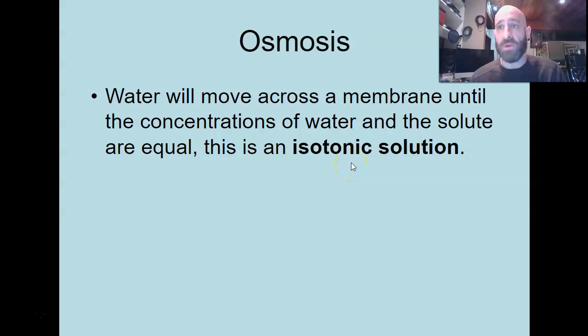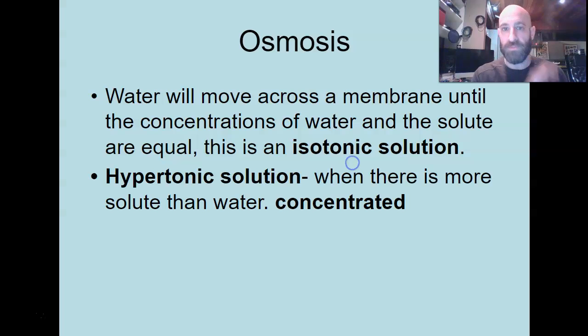Well, what if they're not equal? What if there's more of one or more of the other? Well, there are some terms for that as well. Surprise, surprise. Let's go through them. The first one is hypertonic. Hyper means more, right? So if somebody's a hyper person, they have a lot of energy. If I have a student in my class that's really hyper, that means they're probably going to be jumping out of their seat all the time. So hyper means more, right?